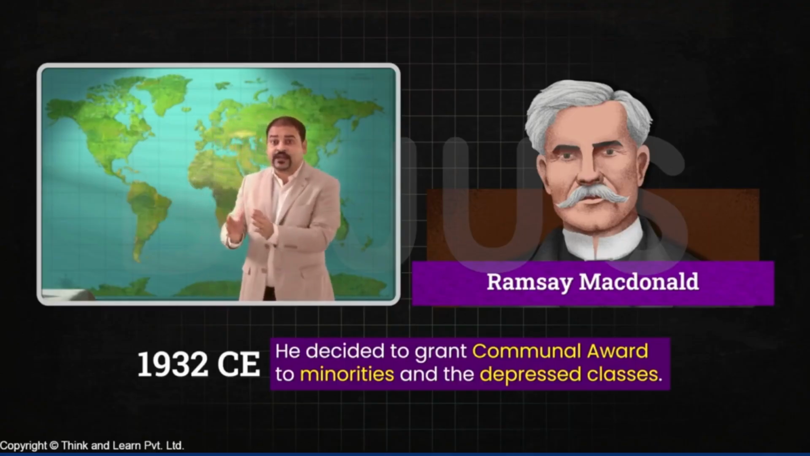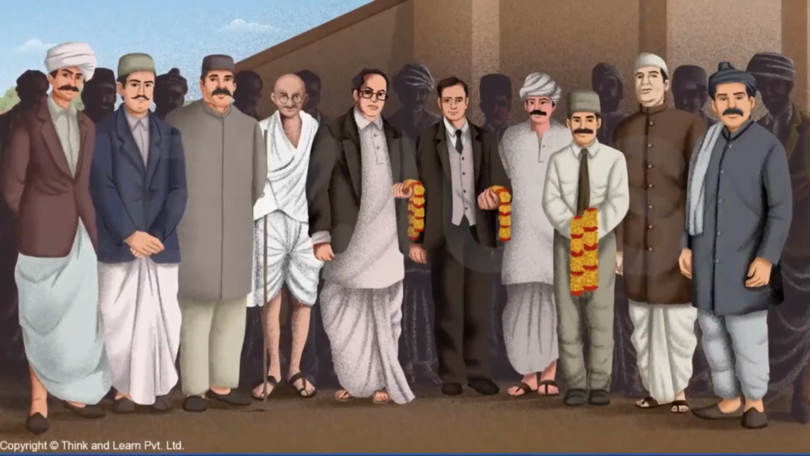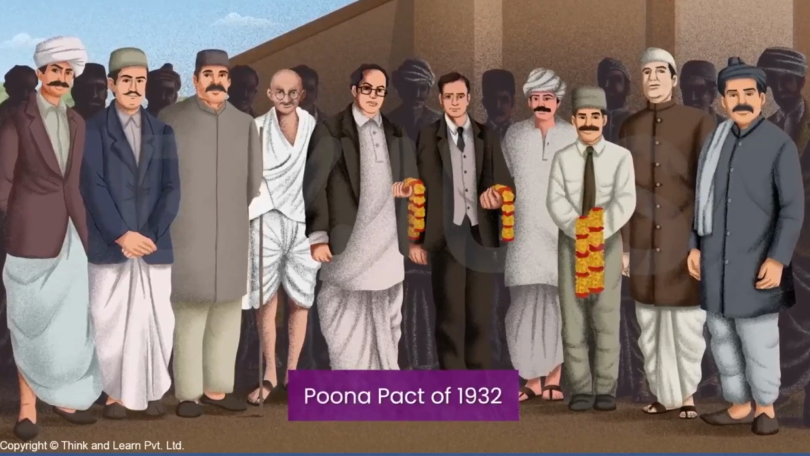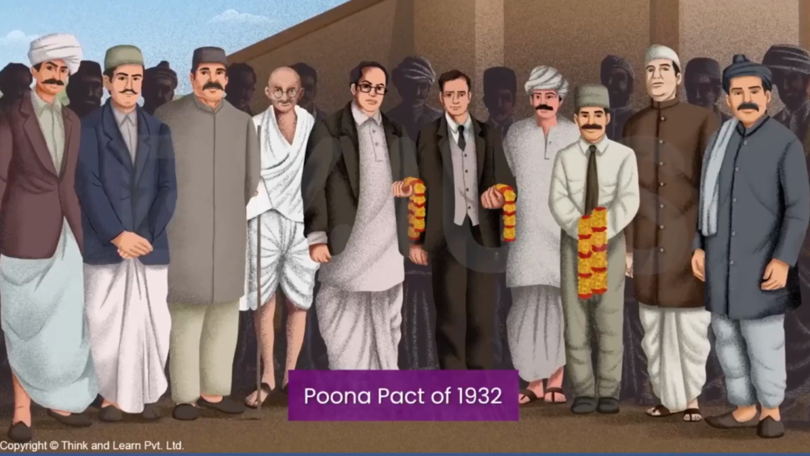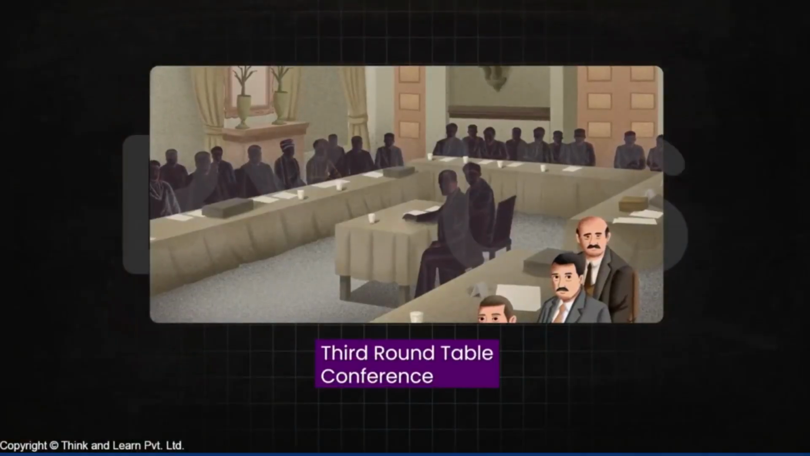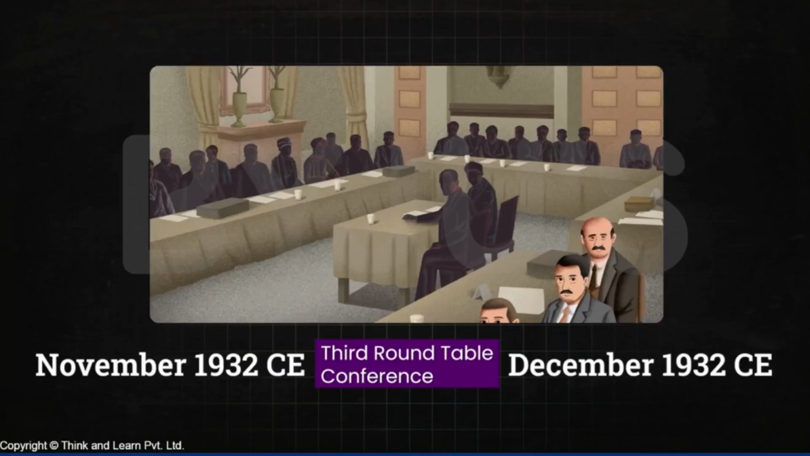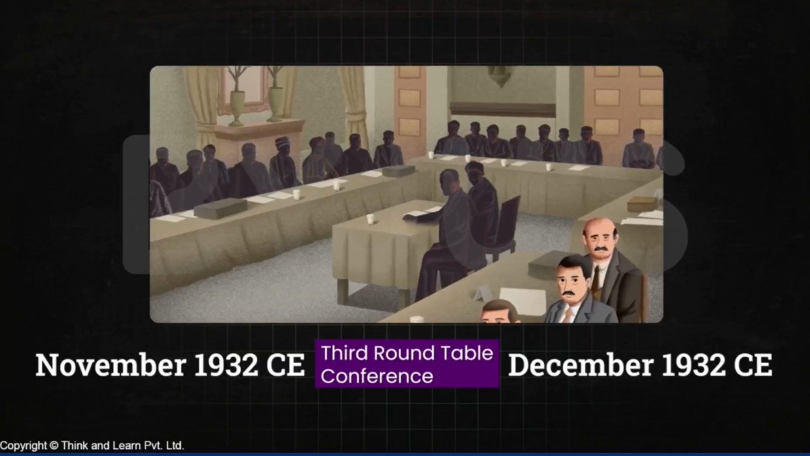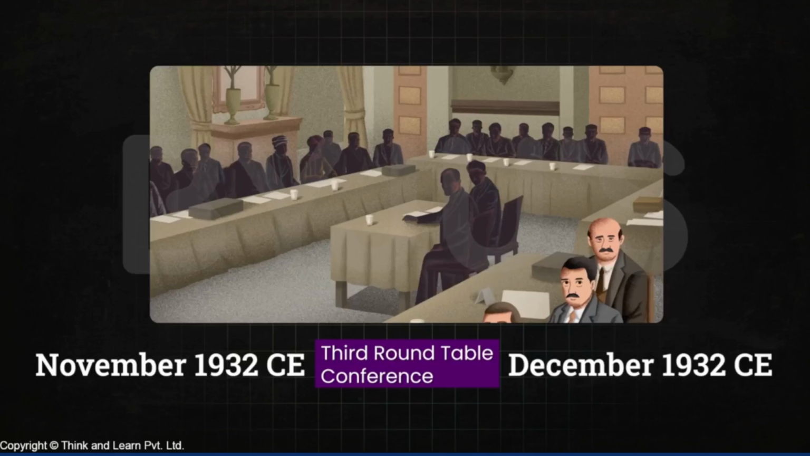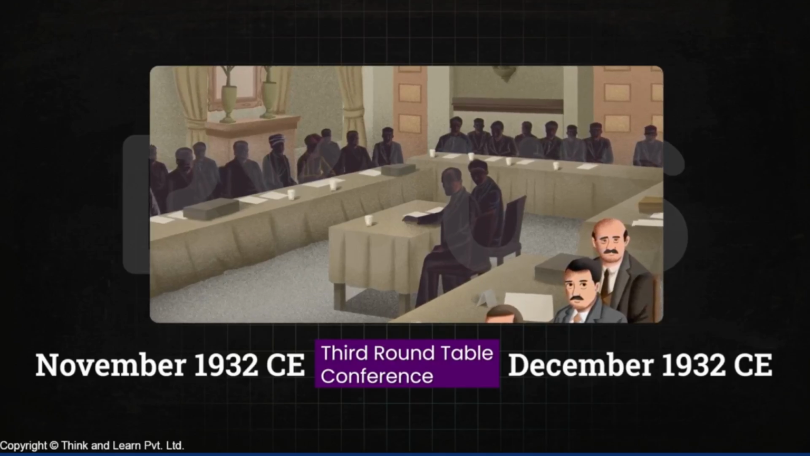Gandhiji, who was against this idea, undertook a fast while in jail in Pune to revoke this decision. Later, both arrived at a consensus with the Pune Pact of 1932, in which the Dalits were given more reserved seats in the central and the provincial legislatures. The third roundtable conference took place in London in November and December of 1932. With many leaders of Congress behind bars, it was conducted without the participation of the Congress. The recommendations of this conference became the basis for the Government of India Act 1935.